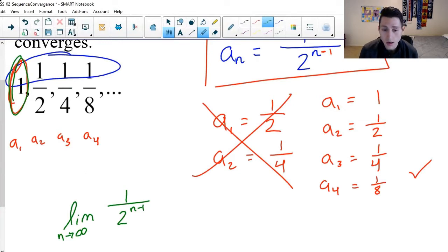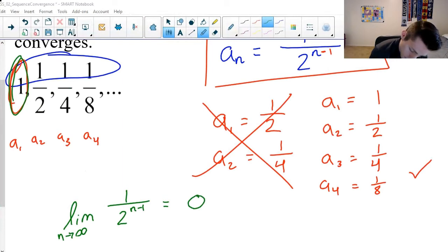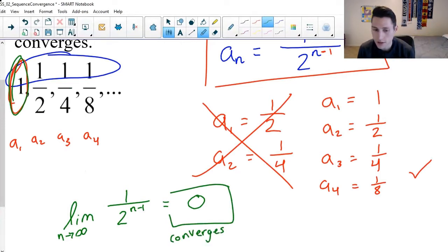Cool. As n goes to infinity, this limit, my numerator is staying at 1. My denominator is rising in powers of 2. Now there's the n minus 1, but we're talking about as n goes to infinity. So my denominator is going to infinity. My numerator is staying at 1. So it converges, and specifically it converges to 0.